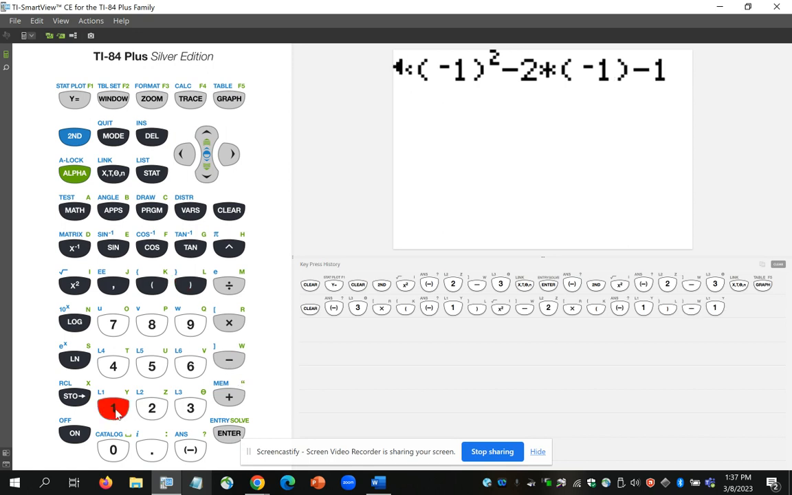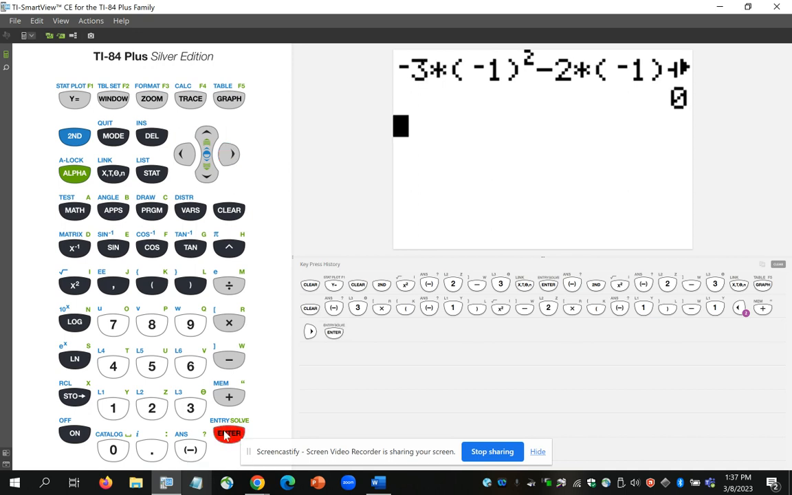I think that was the equation. Let me make sure I plugged it in right. -3 times -1 squared minus 2. Oh, it's plus 1. Sorry. A plus. And then I hit enter. And it gives me a value of 0.